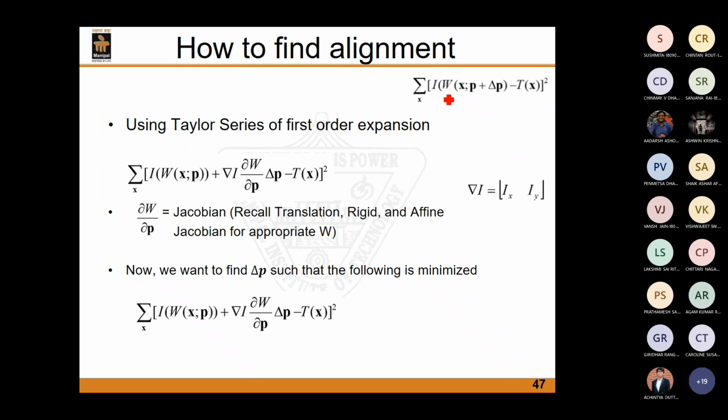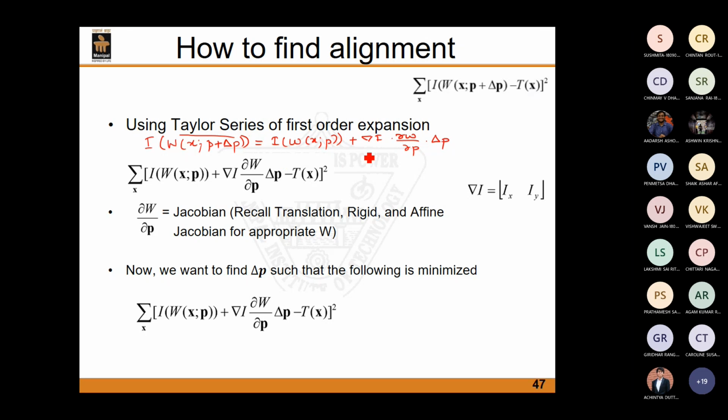Next, now that you have this minimization expression, I can use Taylor series expansion on the warped image. When I use the Taylor series expansion on the warped image, this is what I get. I can write I of W(x; p plus delta p), using the Taylor series expansion, as equal to I of W(x; p), which is my initial warped image, plus delta I times dou W by dou p times delta p.